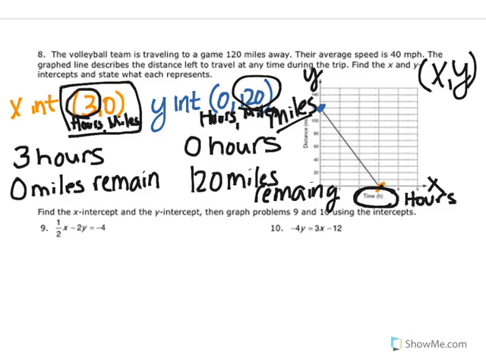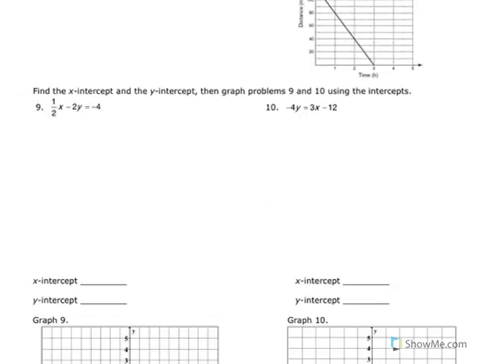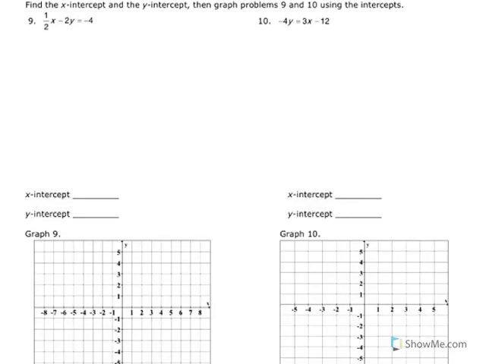At 3 hours you're at 0 miles left on this one. At 0 hours, you still have 120 miles to go. Okay, now, these next questions below here, we're going to find x and y intercepts a little different way on these.